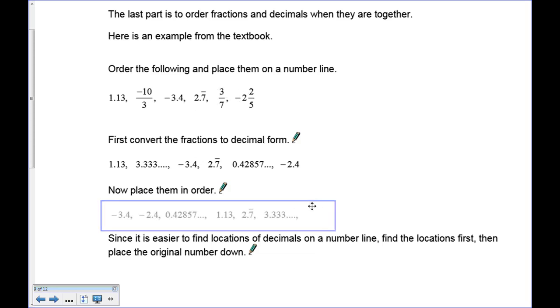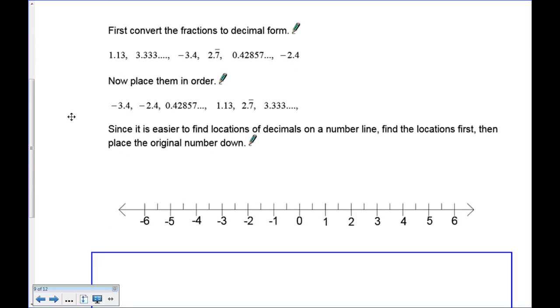Now place them in order, and you can see I made a mistake here. I had a negative, but I dropped it. So this negative 3.33 should be between these two right here. All right, that's what happens when you drop a negative. It even happens to the best of us.